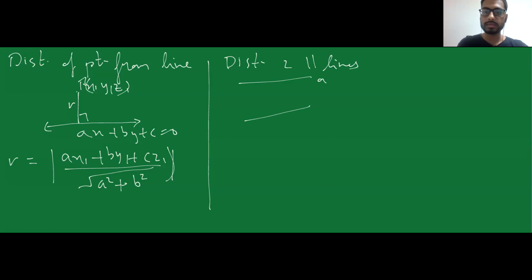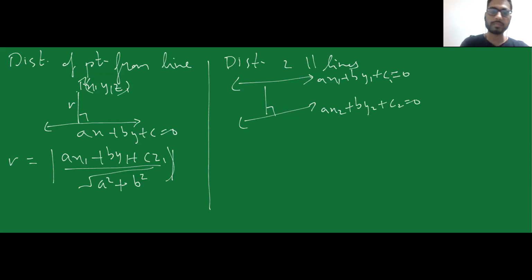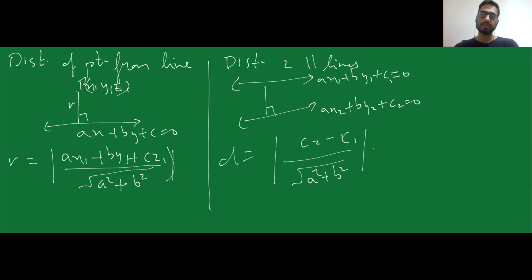suppose this is my line ax plus by plus c1 is equal to 0, and I have to find the perpendicular distance between these two lines. The other line is, say, suppose ax plus by plus c2 is equal to 0. Then the distance d is equal to c2 minus c1 divided by under root of a square plus b square. Okay, perfect. So just copy down this. We'll see next slide.